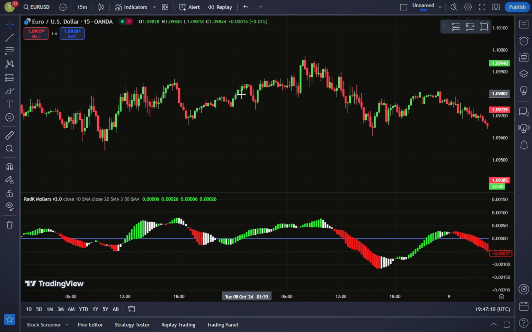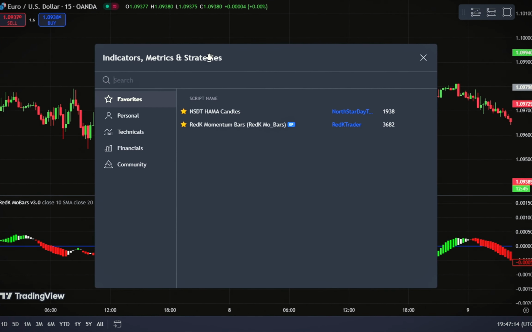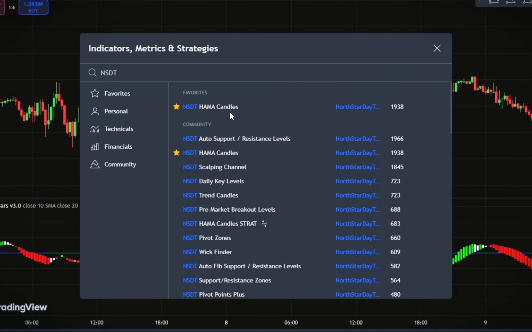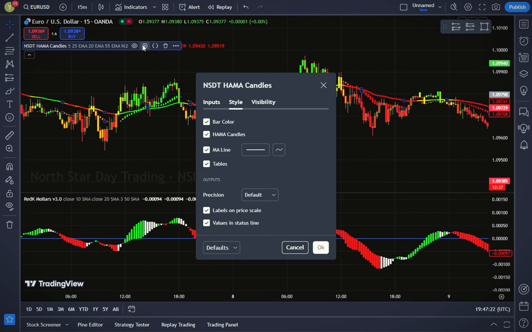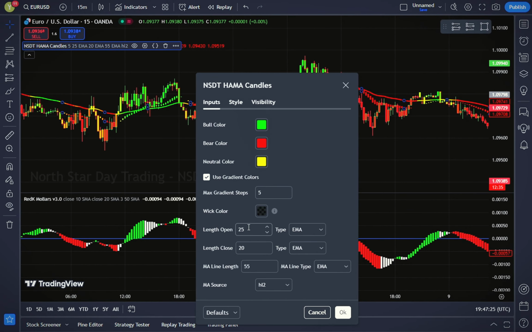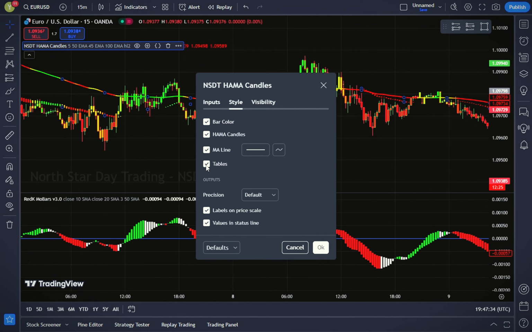Now let's add the second indicator to help guide trend direction and pinpoint entry points. Go to the Indicator Search tab and type NSDT HAMA Candles. Select the NSDT HAMA Candles indicator by North Star Day Trading. Let's configure this indicator. In the Input tab, change length open to 50, change length close to 45, set the MA line length to 100. Then, go to the Style tab and uncheck the Tables box. Once you've done that, click OK to save the changes.